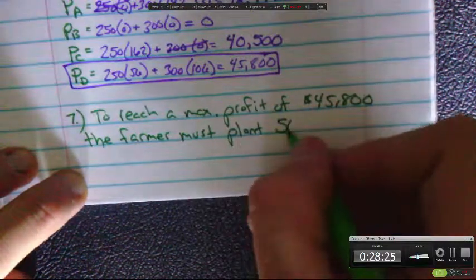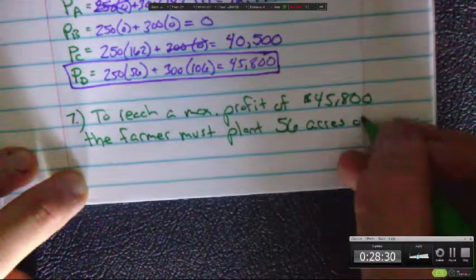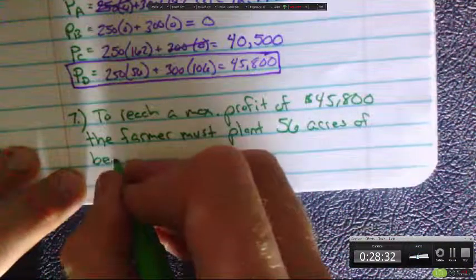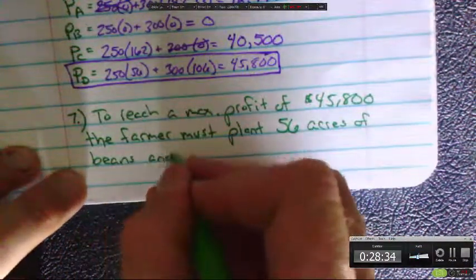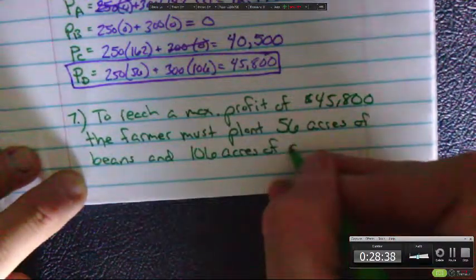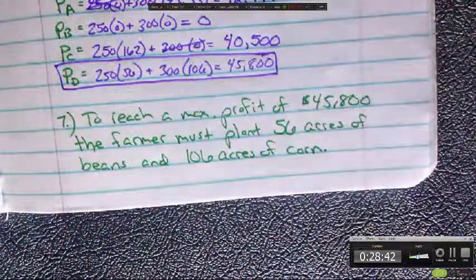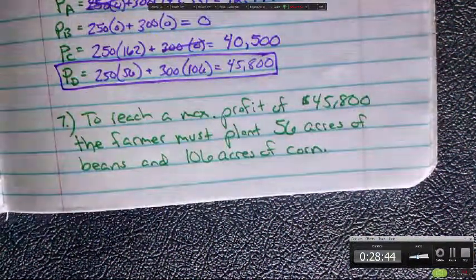The 56 represents 56 what? Acres of beans. And 106 acres of corn. Okay. We actually interpret it in context to the problem. We give a conclusionary statement in context to the problem.